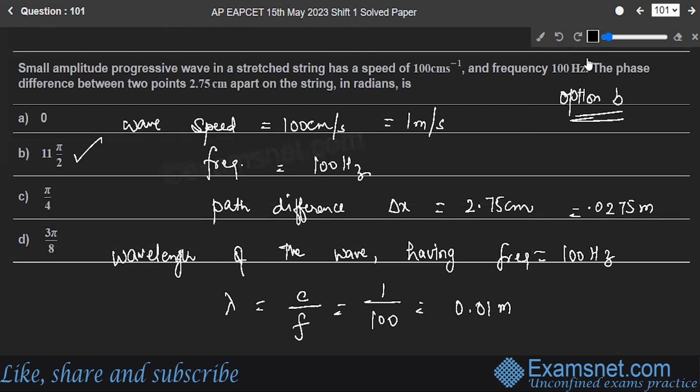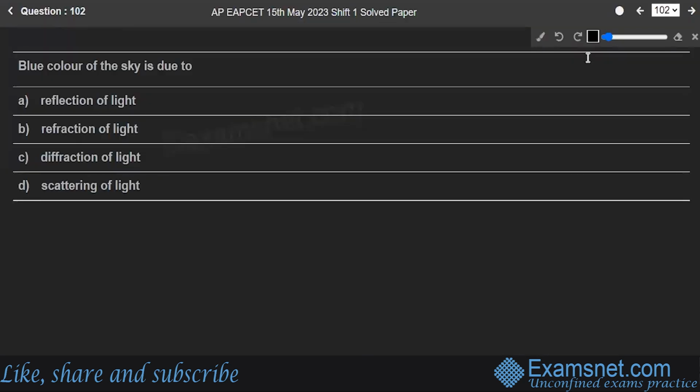Hope you understood this. Next is question number 102. Blue color of the sky is due to reflection of light, refraction, diffraction, or scattering of light. See, when the sunlight reaches the Earth's atmosphere, it is scattered in all the directions by the gases and dust particles present in the atmosphere. Scattering takes place according to Rayleigh scattering.